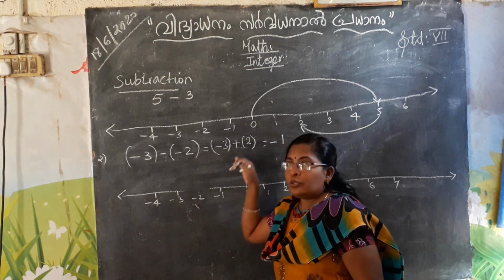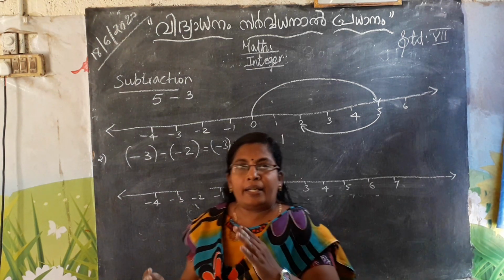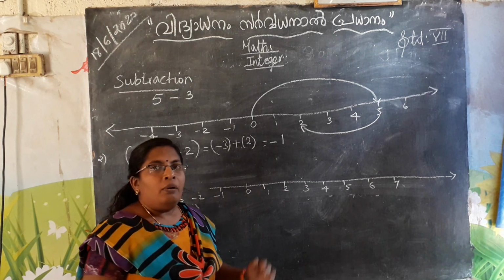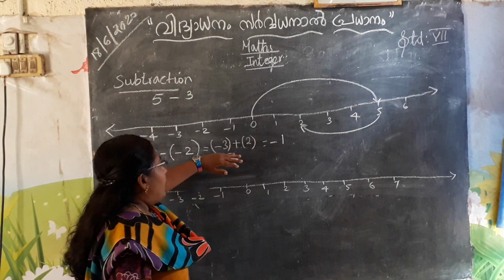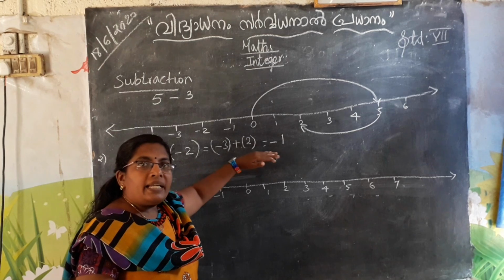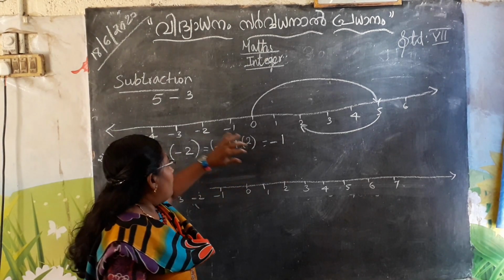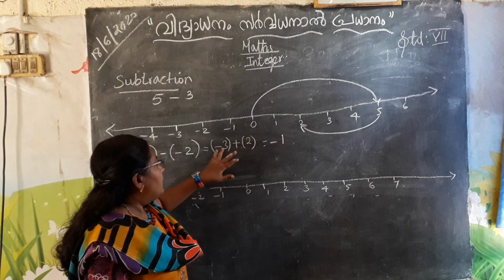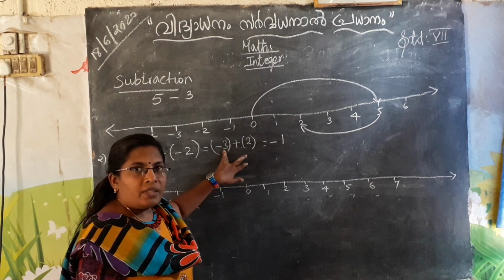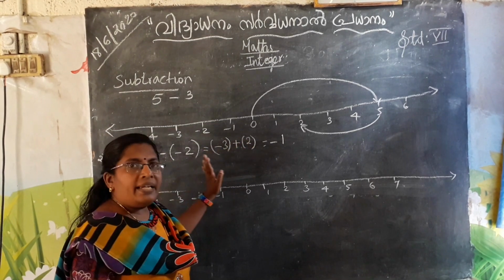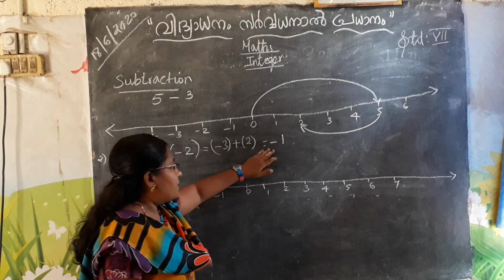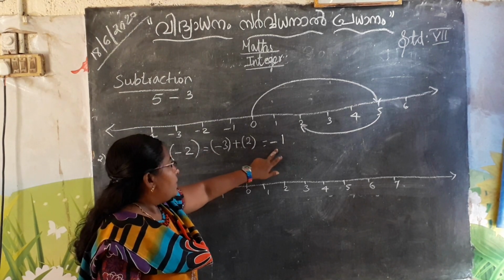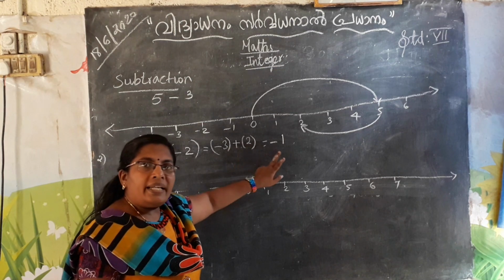When we add two different signs, what should we do? Write the greater number's sign. Here 3 is the greater number. What is the sign of that 3? Minus sign. Write it.